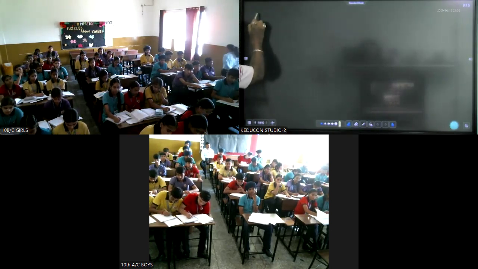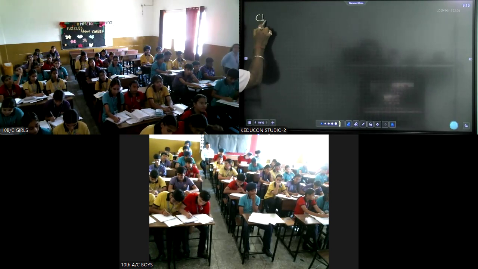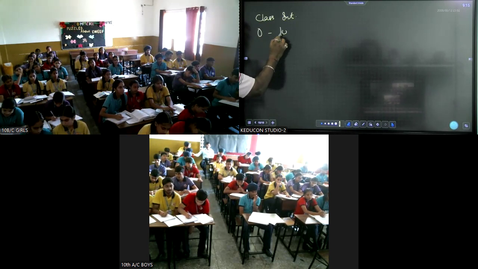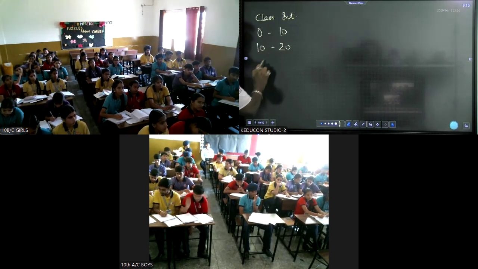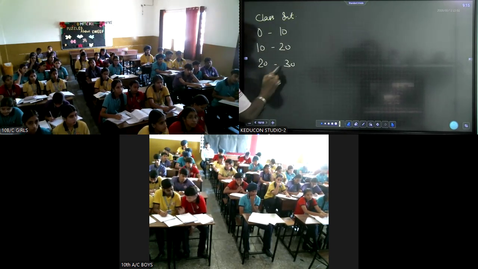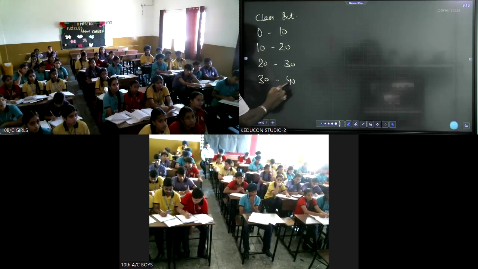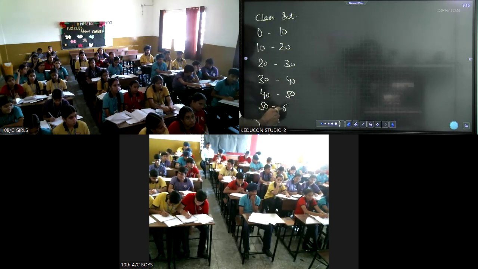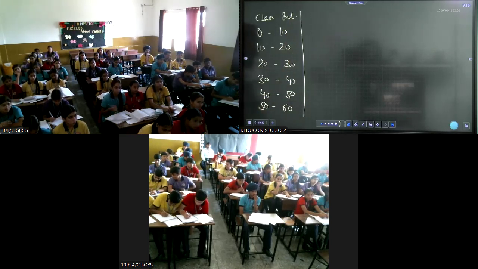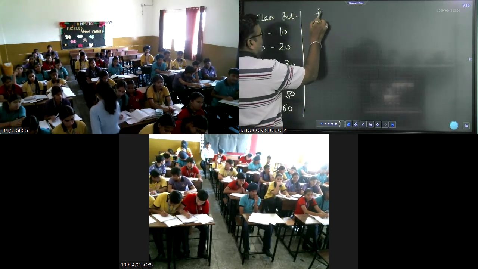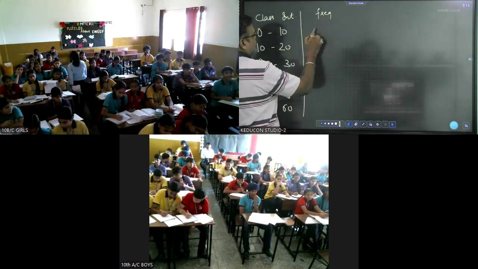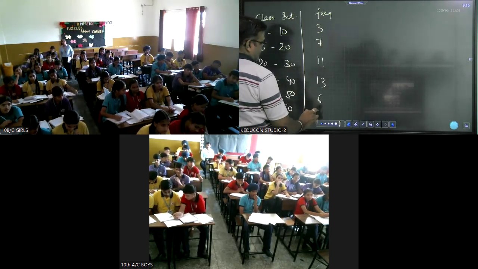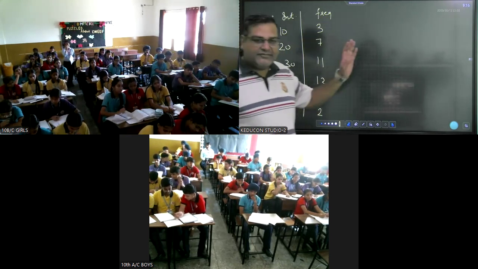So we take an example. Let's say we have this class interval: 0 to 10, 10 to 20, 20 to 30, 30 to 40, 40 to 50, and 50 to 60. Let's say we have this data. The frequency of this data is 3, 7, 11, 13, 6, 2. Is this clear, students?